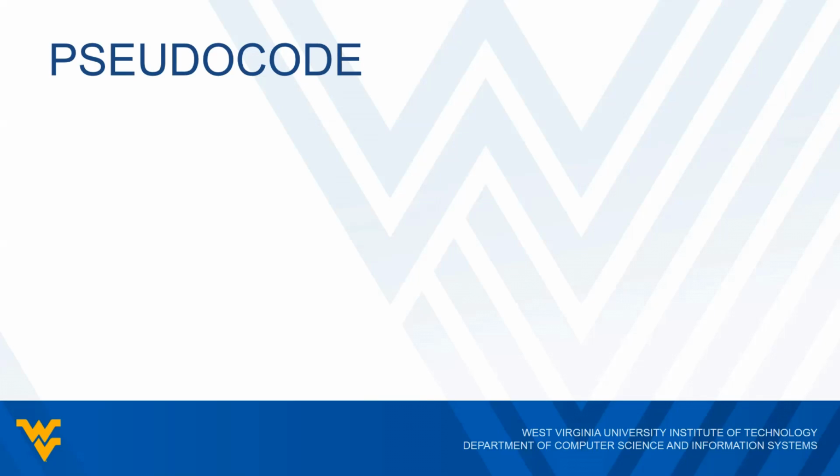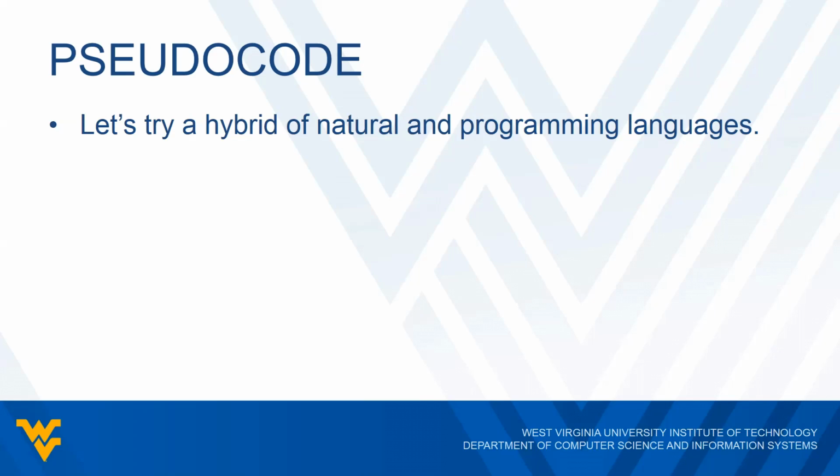So natural languages don't work and a programming language doesn't work. So what do we do? Well, let's just take the best of both parts and put them together. And this is what we call pseudocode. And this is actually a very common approach that computer scientists use for writing algorithms.